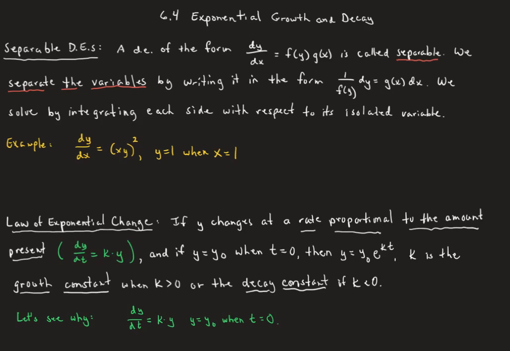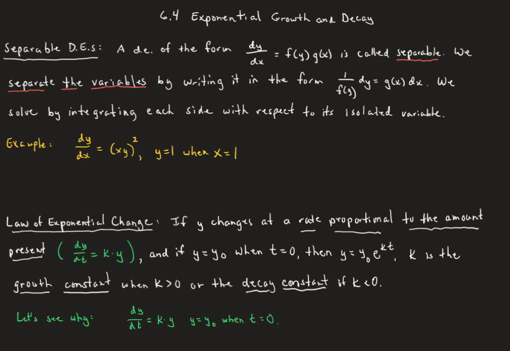We're going to talk about section 6.4 in our book, Exponential Growth and Decay. So a separable differential equation is, and we'll abbreviate differential equation with DE. A differential equation of the form dy/dx equals f(y) times g(x) is called separable. And we will only try to solve separable differential equations in AP Calculus.